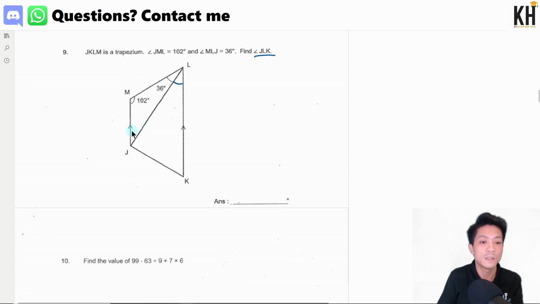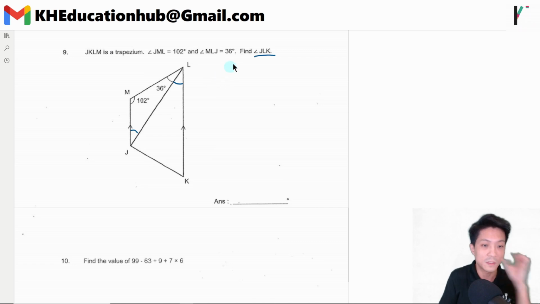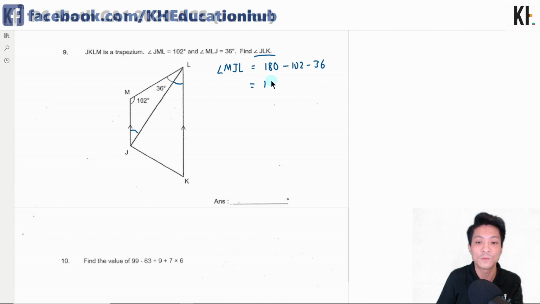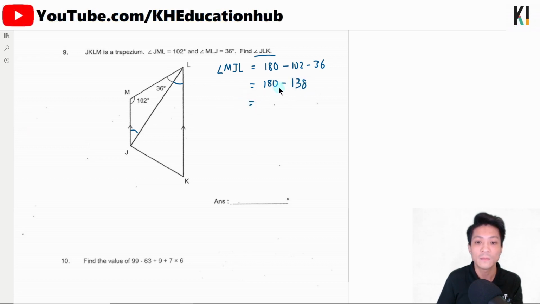We can find this angle over here first. So angle MJL is equal to 180 minus 102 and minus 36, which will be 180 minus. Remember, I prefer to add these two together first, so it becomes 138. And 180 minus 138 will give me 42 degrees.